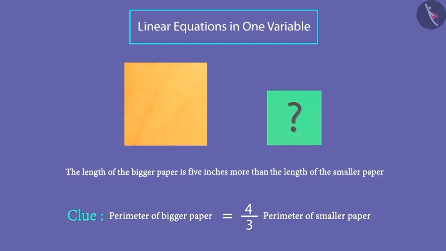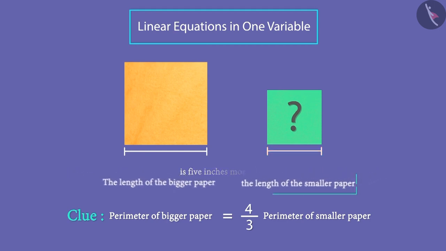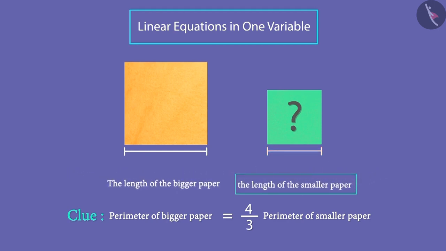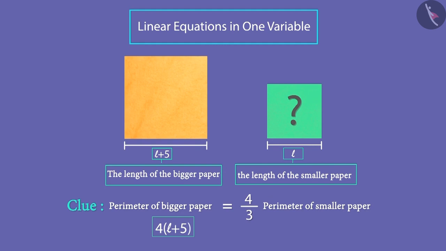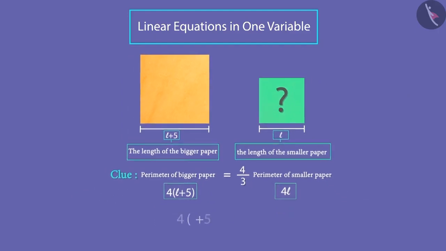We have been told that the length of the bigger paper is 5 inches more than that of the smaller paper. So, if we use L as the variable for the length of the smaller paper, then the length of the bigger paper will be equal to L plus 5. Let's use the clue given to Rani. The perimeter of the bigger paper is 4/3 times the perimeter of the smaller paper. We can write it this way.